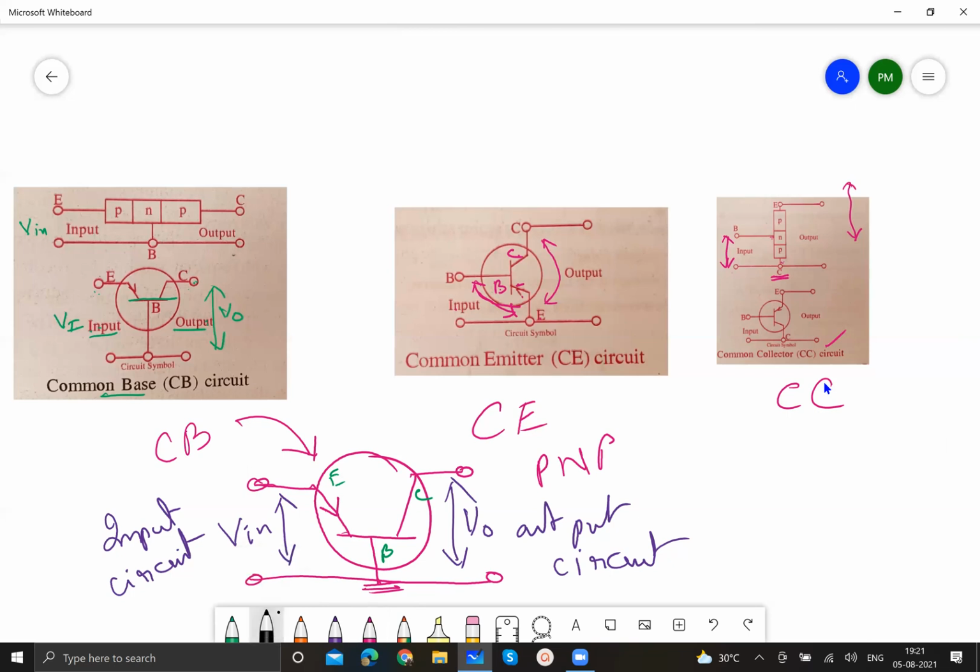Then we may get a doubt. Will we use all these three? The answer is no. We prefer mostly the common emitter configuration only. It is the most preferred configuration.